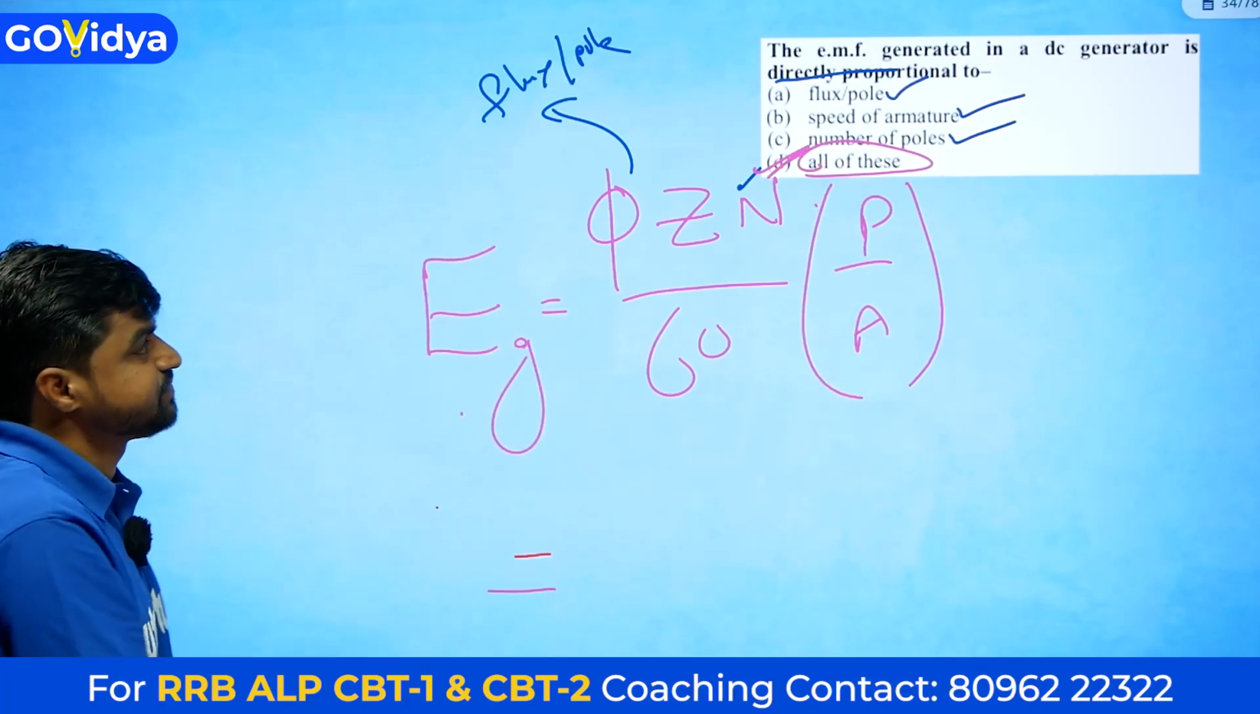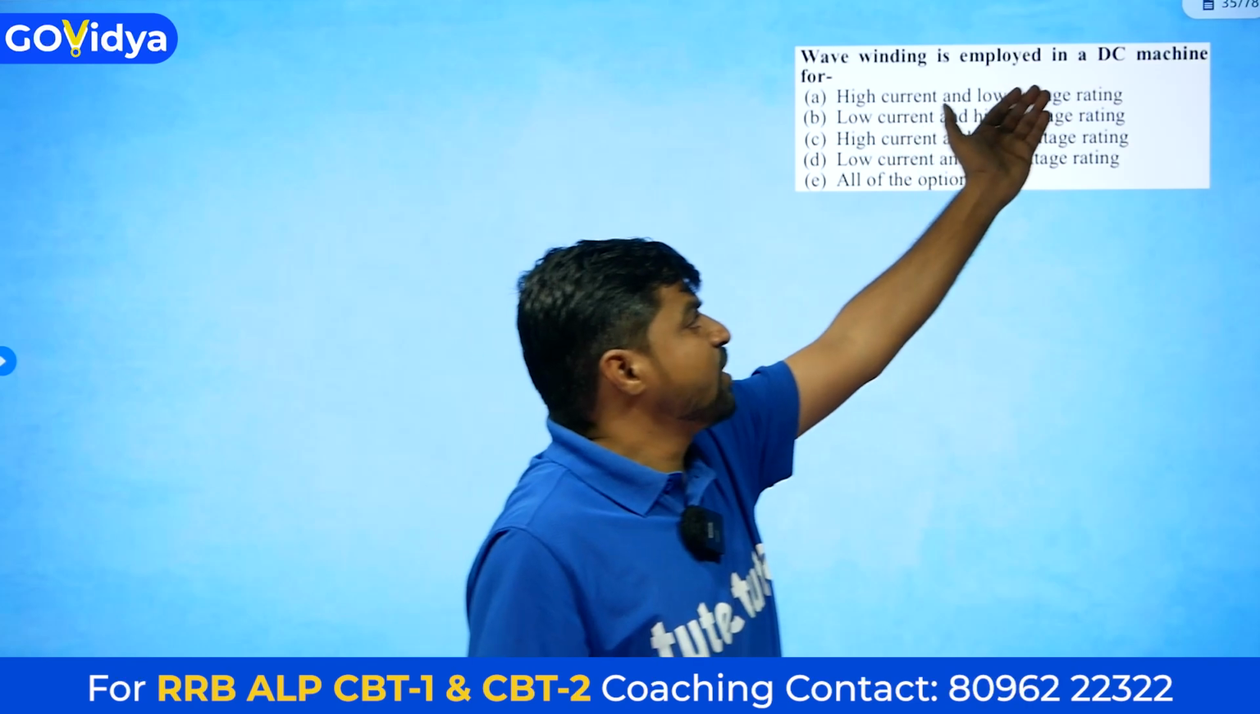Next question. Wave winding is employed in DC machine for.